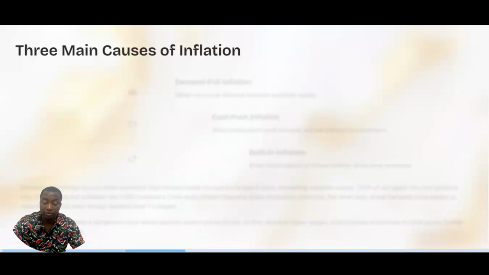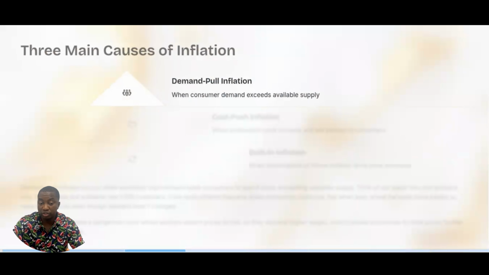What are the main causes of inflation? There are three main causes of inflation. One is demand pull inflation. When consumer demand exceeds what is available, then you're going to have inflation. I repeat, when consumer demand exceeds what is available as supply, then you're going to have demand pull inflation.